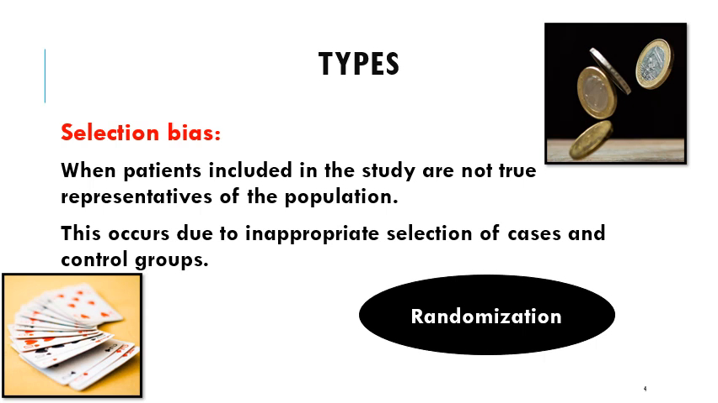Let's start with the types of bias. The first and very important bias is selection bias. We have already discussed it in the previous videos. When the patients included in the study are not true representatives of the population, that means the sample has not been selected randomly. There has been a bias or favoritism, unknowingly or knowingly, in the selection of the sample. This occurs due to inappropriate selection of cases and control groups.